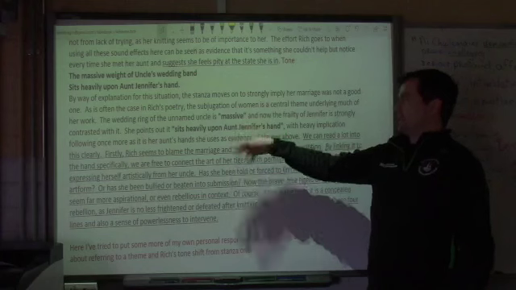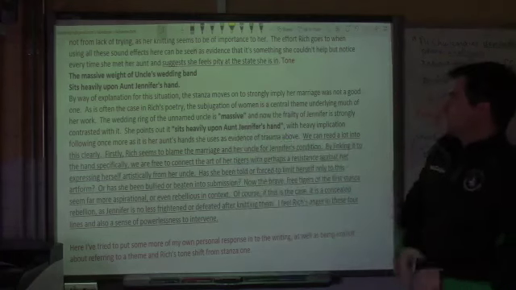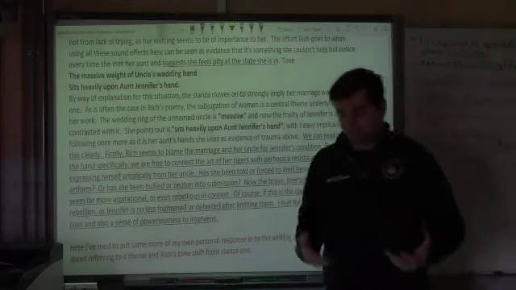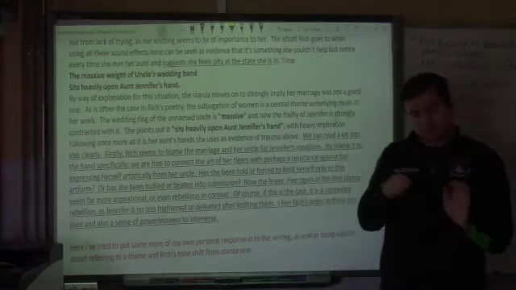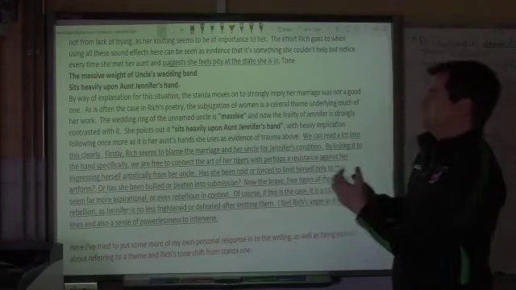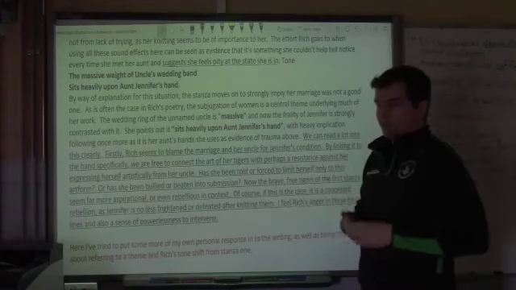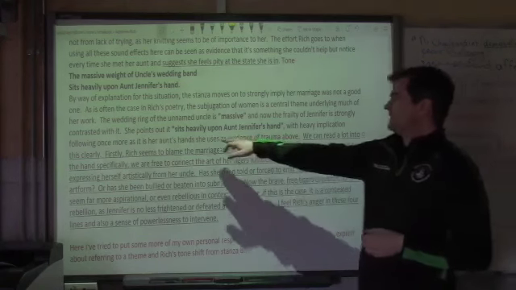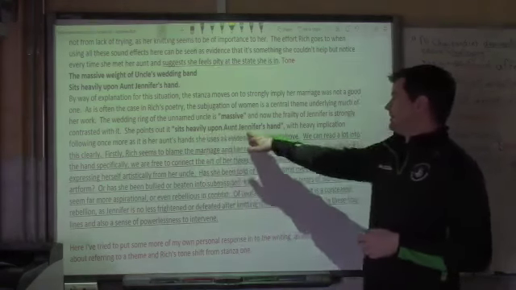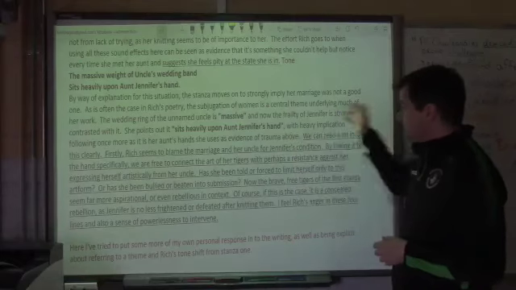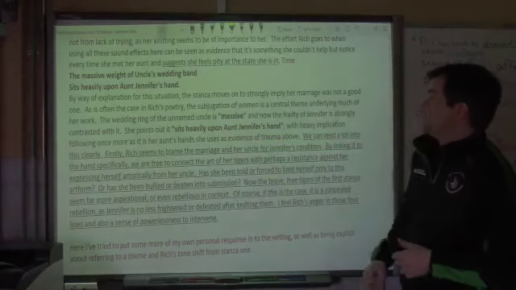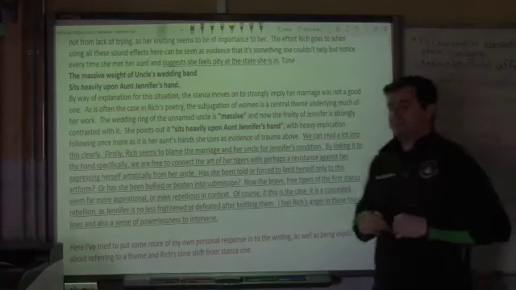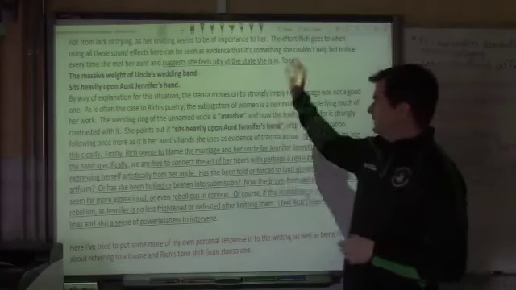The wedding ring of the unnamed uncle is massive, and now the frailty of Jennifer is strongly contrasted with it. That's deliberate. She's frail, can barely move the knitting needle, and then Uncle's ring, the wedding to him, is a weight that's crushing her. She points out it sits heavily upon Aunt Jennifer's hand, with heavy implication following once more, as it is her aunt's hands she uses as evidence of trauma above. Her hands shake, her hands are weak, and this weight is on them.